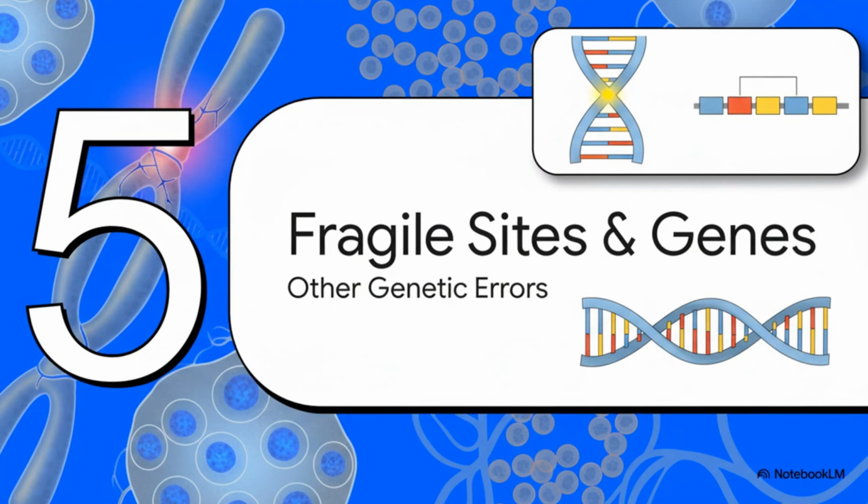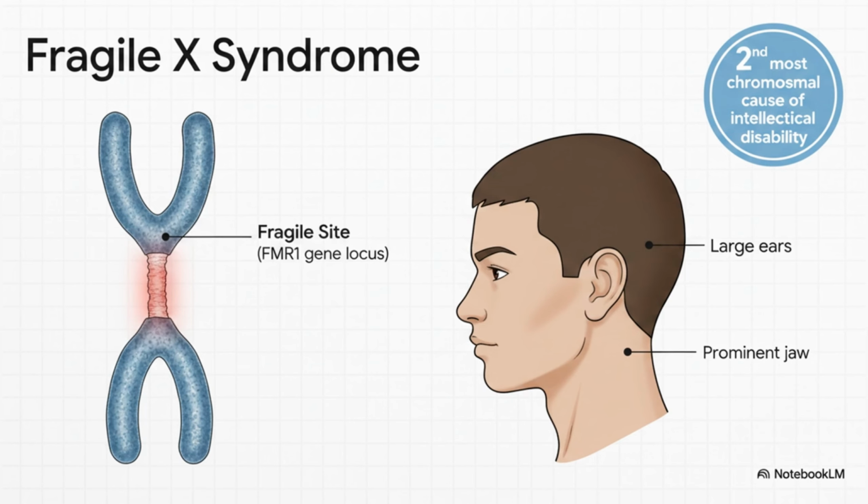All right, let's wrap up our tour of genetic errors with two final categories: fragile sites, which are specific points on chromosomes that are just prone to breaking, and then we'll finish with single gene mutations. A key example here is Fragile X syndrome. It's caused by a fragile site on the X chromosome. To get a bit more specific, it's an expansion of a CGG trinucleotide repeat in a gene called FMR1. This expansion makes the chromosome unstable and, you guessed it, prone to breaking.